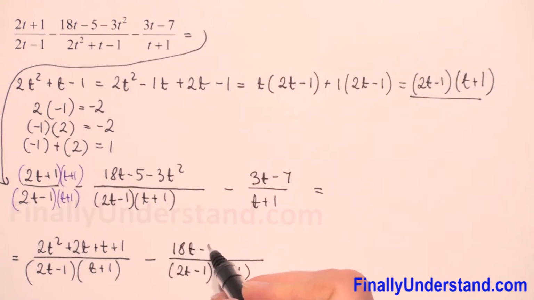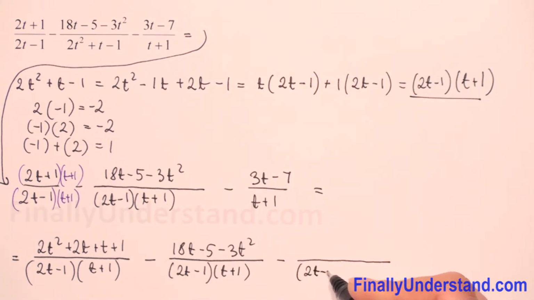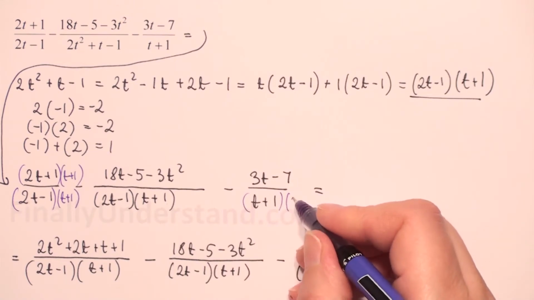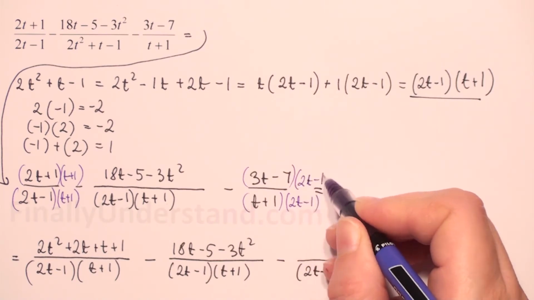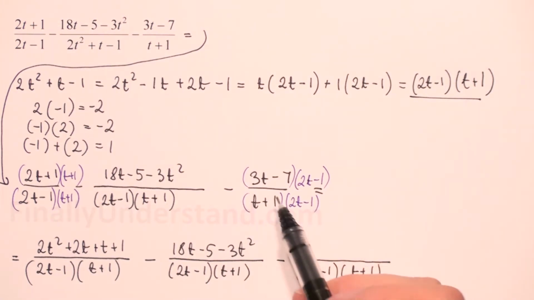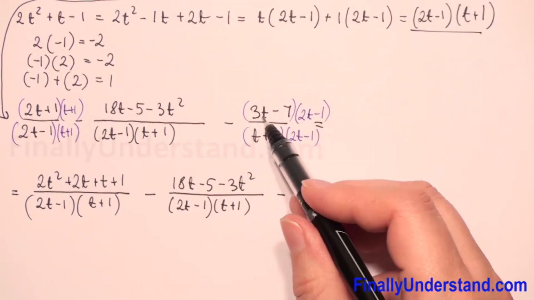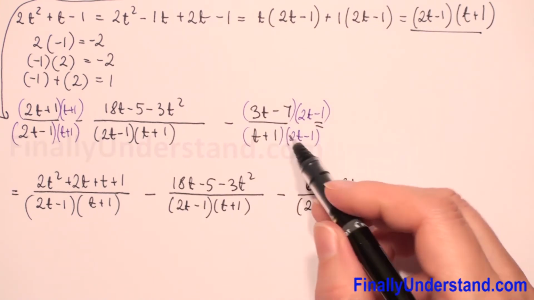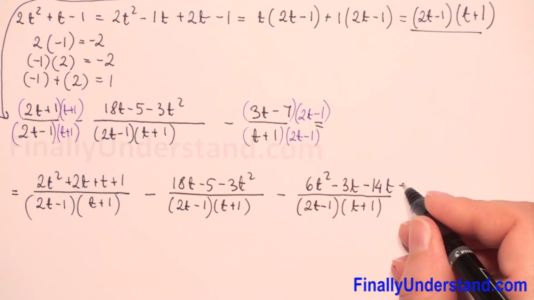So we have 18t minus 5 minus 3t squared, and the last fraction we have to give the same denominator, 2t minus 1 times t plus 1. We have only t plus 1, so we need to multiply this denominator by 2t minus 1. If I multiply the denominator, I have to multiply the numerator by the same term. So now we have to multiply every expression in the first parenthesis by every expression in the second parenthesis. So it will be 3t times 2t, 6t squared. 3t times negative 1 is negative 3t. Negative 7 times 2t is negative 14t. Negative 7 times negative 1 is positive 7.